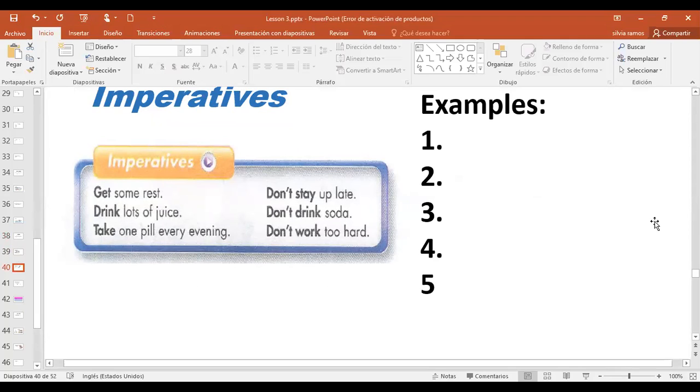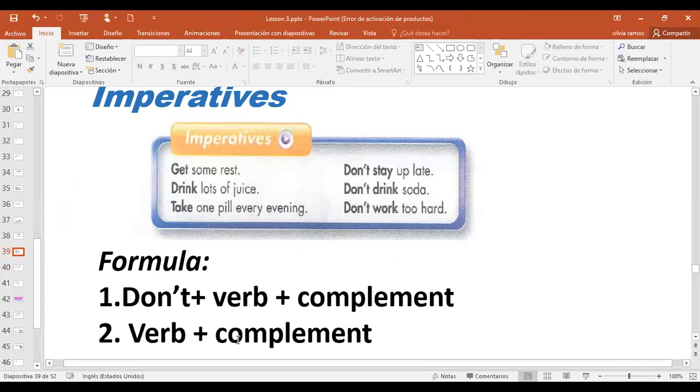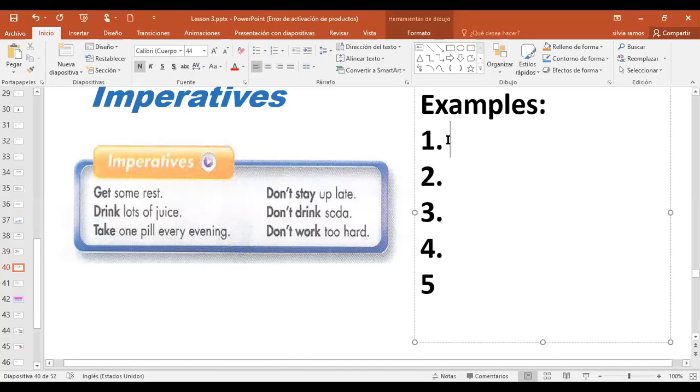What's your question, Miguel? Example number one. If you hate a call, don't stay too late. Okay, very good. Your example is perfect, Miguel. But right now we're going to focus only on this part, just following this formula. Verb plus complement, or don't plus verb plus complement. Very good. So look at the examples here and let's get, what is your example?